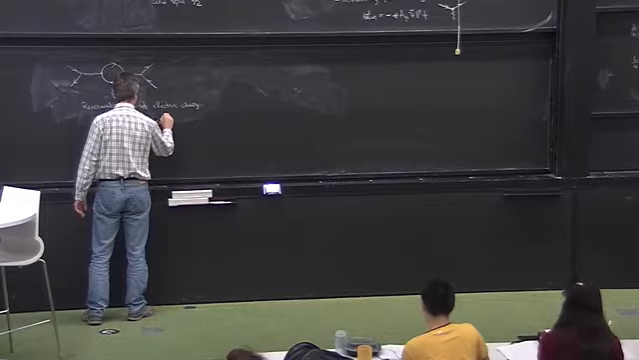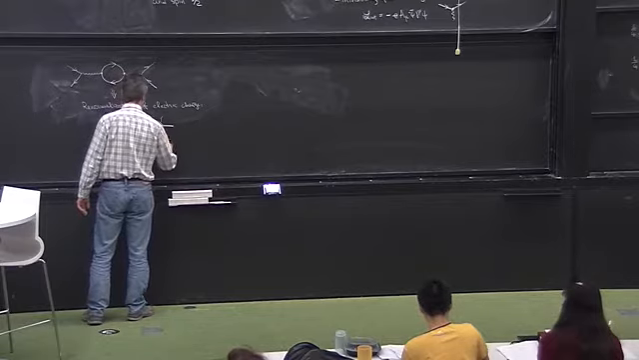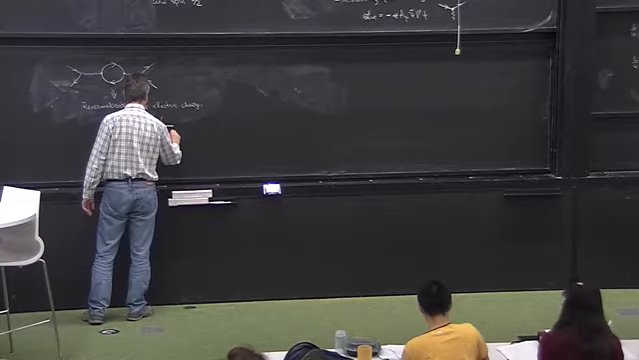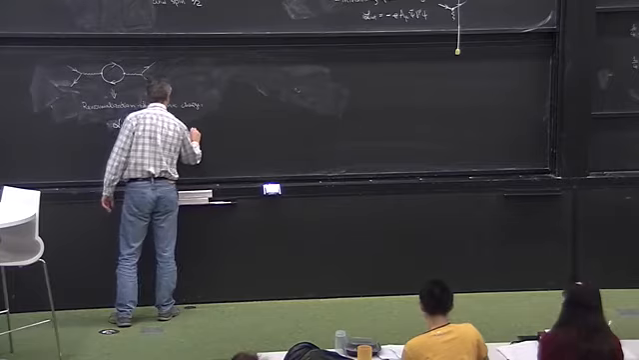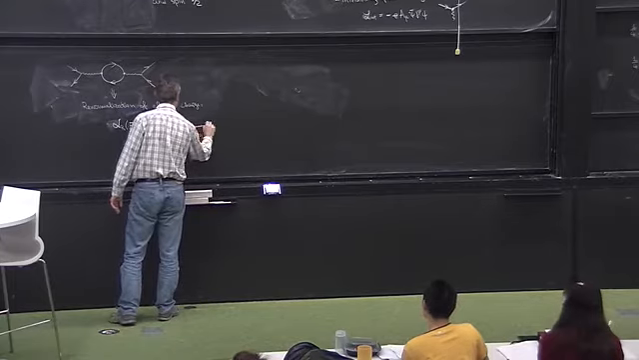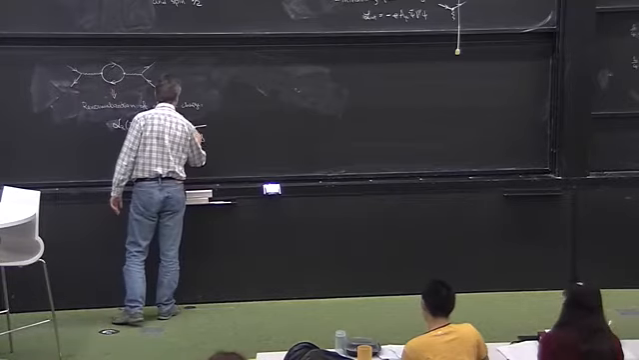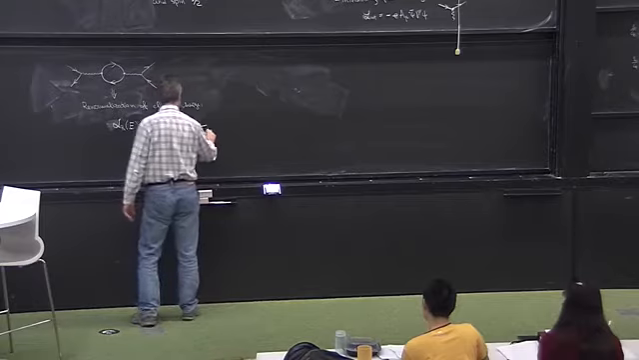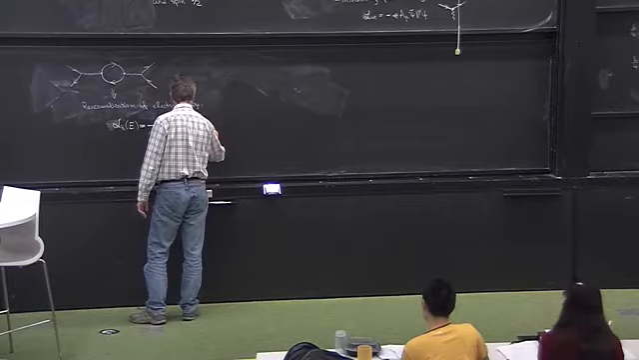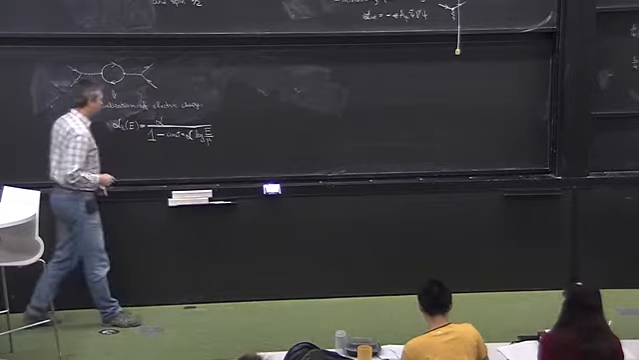To the leading order, it will be equal to alpha, but then there will be a correction of this form. There will be some constant, which I don't remember, times the logarithm of the energy scale, where mu is some arbitrary normalization.